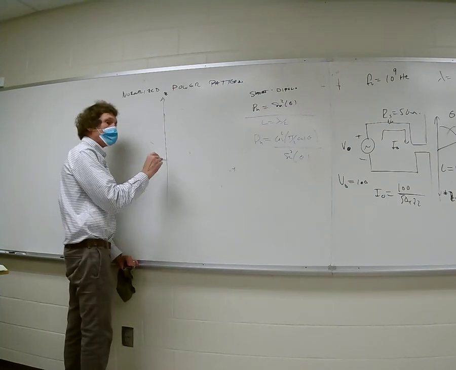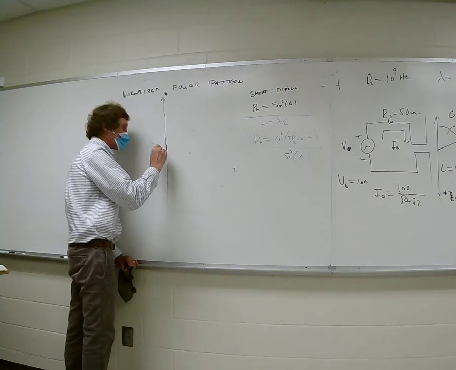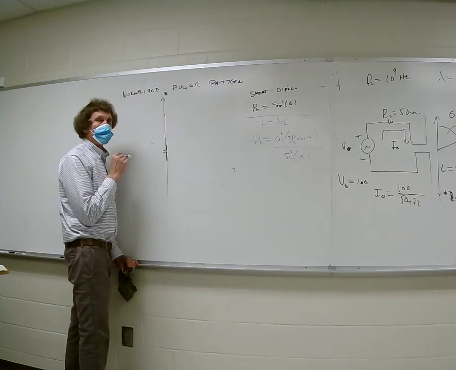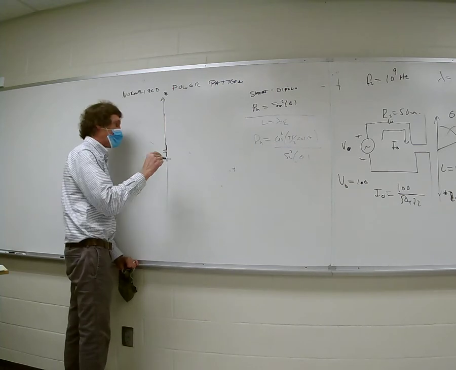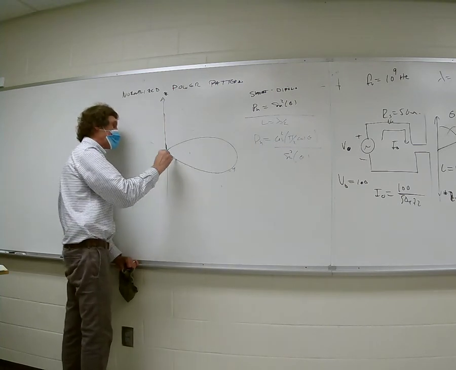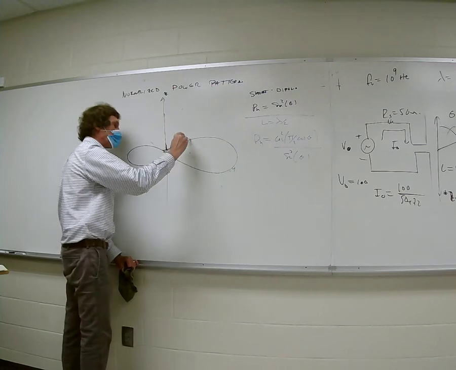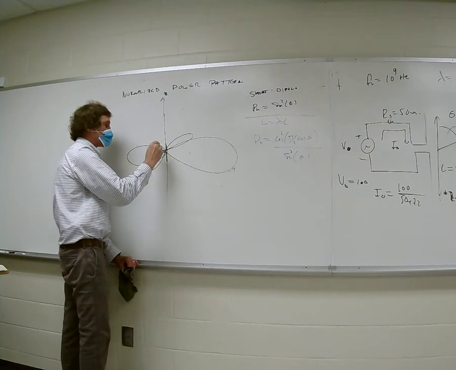Well, if you have a high gain antenna, just say it's a dipole of length 30 lambda. That would be not really high gain, but higher gain. You get this. You're going to have one main lobe like this, and then you're going to have these lobes that are side lobes.